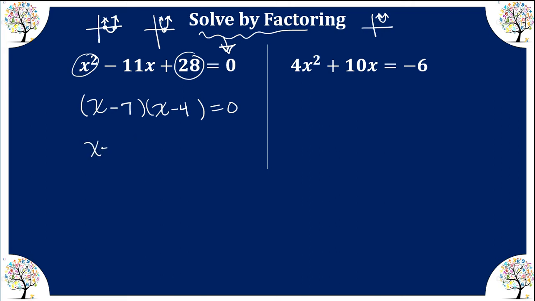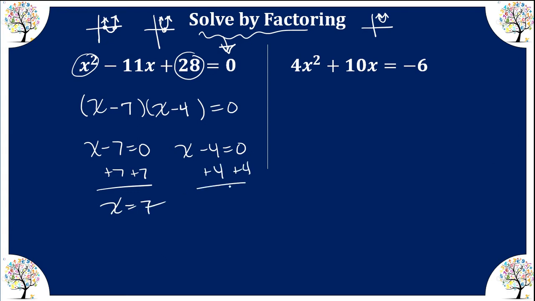Now that we have our two factors, we set these equal to 0 because we are trying to figure out what x can be so that it equals 0, because that is where the parabola will pass on the x-axis, the x-intercept. So our two solutions, one is positive 7, and our other x-intercept is going to be 4. So we're going to write these with curly brackets, listing our solutions from least to greatest.